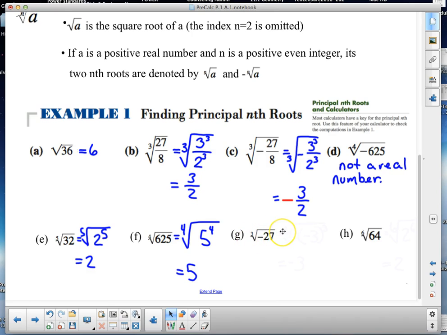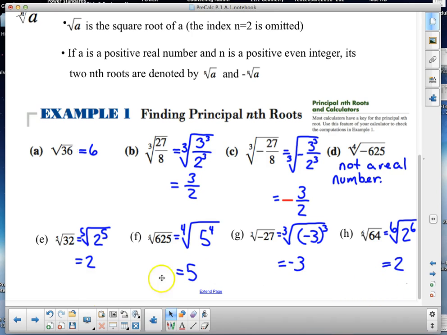And the principal nth root has the same sign as the index, now the radicand. So now the third root of negative 27: negative 3 times itself 3 times, negative 3 times negative 3 times negative 3 is negative 3. And our last one here, as we go through, 2 to the 6th power is 64, so it's 2.